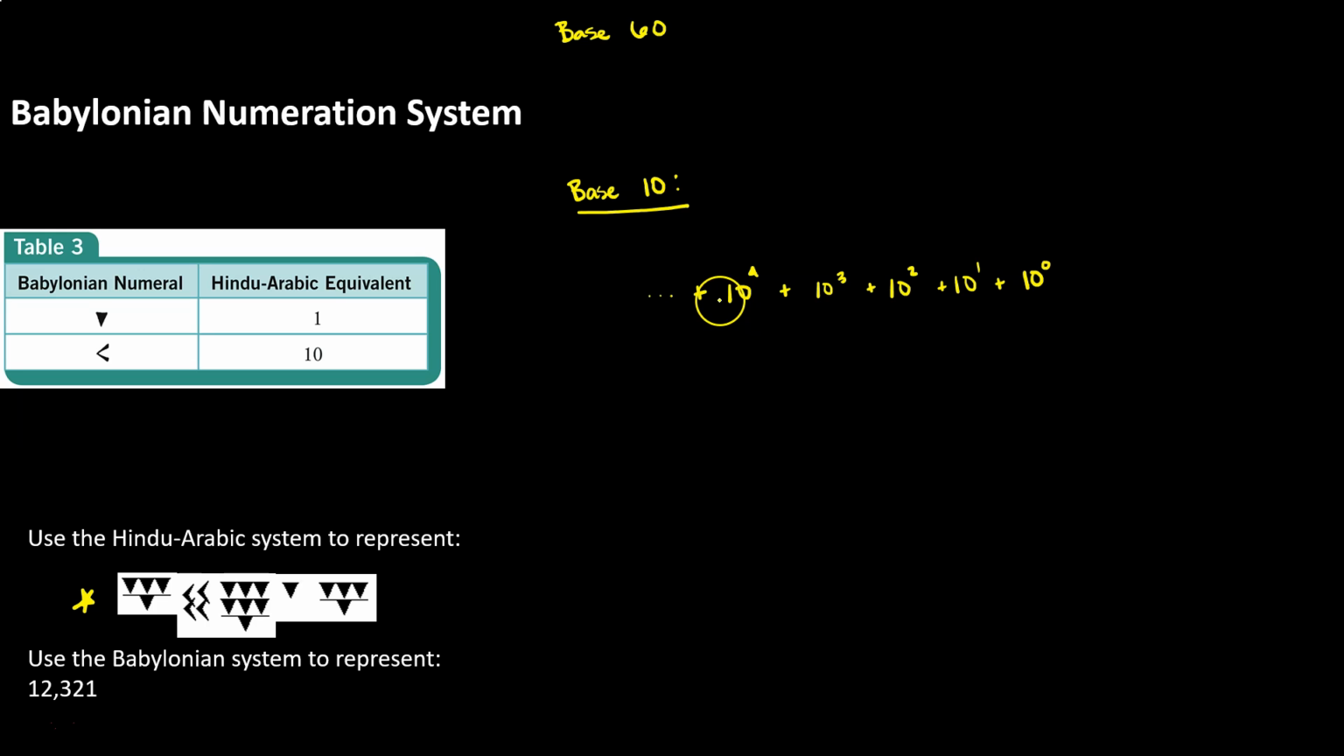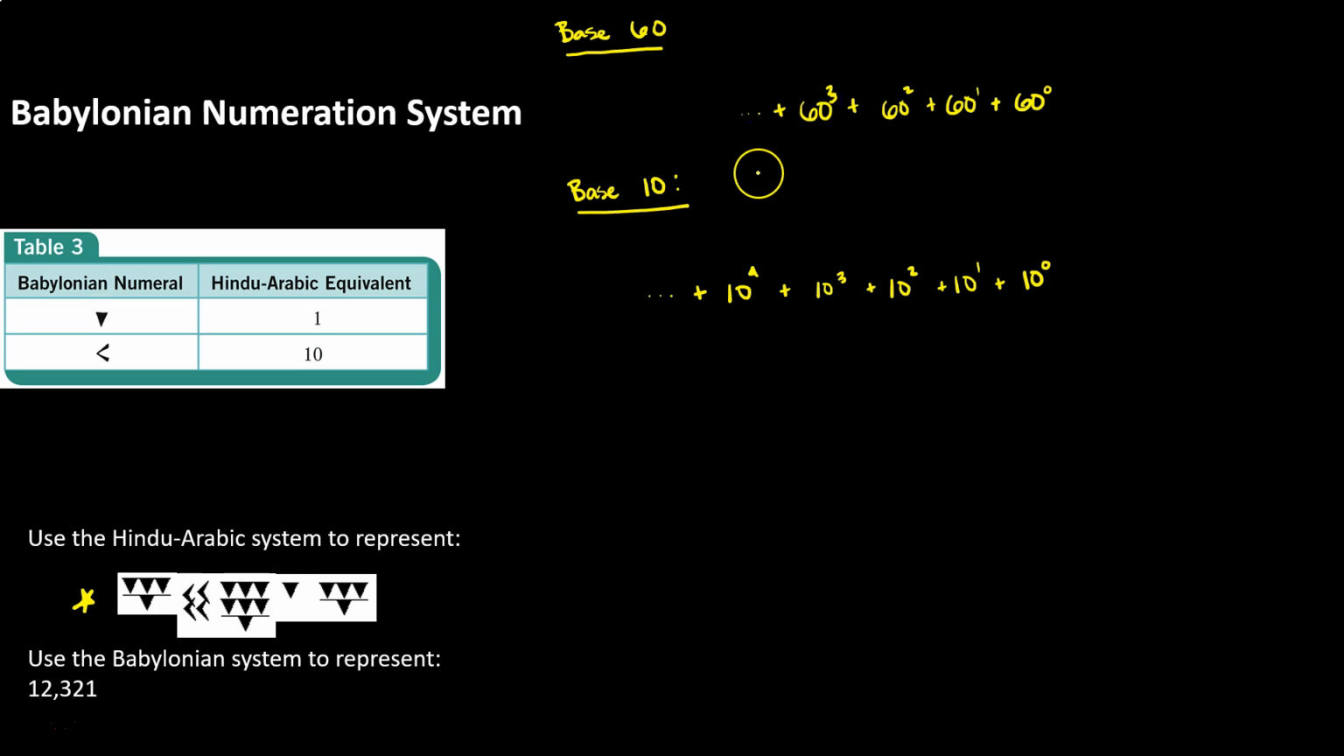So base 10 means that once you create a group that has 10 items in it, you need to move up to the next place value. Base 60 is very similar. The only difference is we're looking at powers of 60 rather than powers of 10. So in their units place, they have 60 to the 0. In their first grouping, that would be like 60 to the first power. The next grouping would be like 60 squared. The next grouping would be like 60 cubed. And then it keeps going up and up and up.